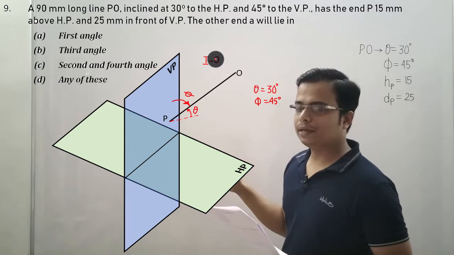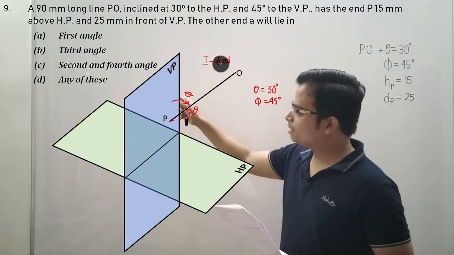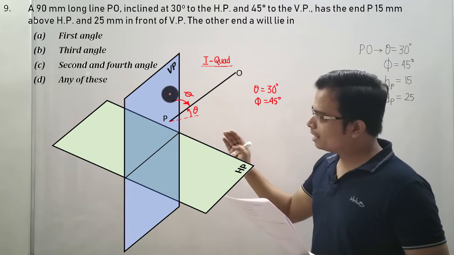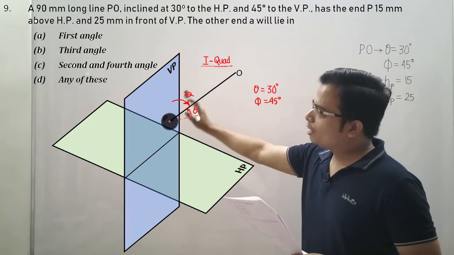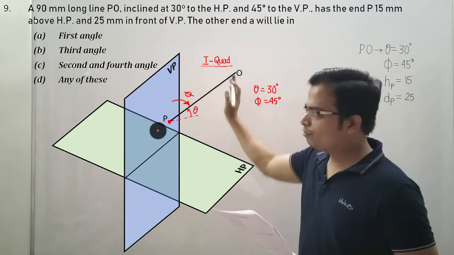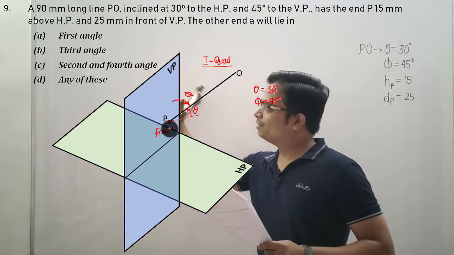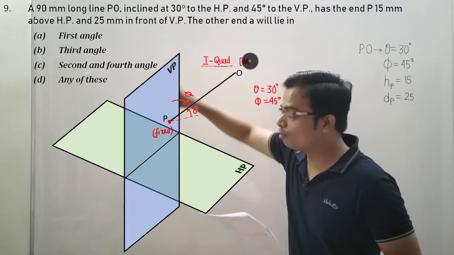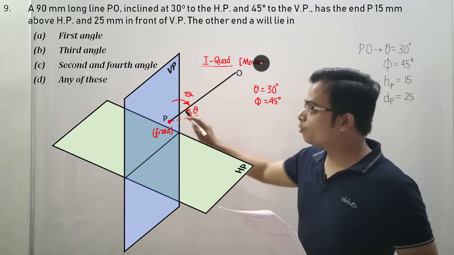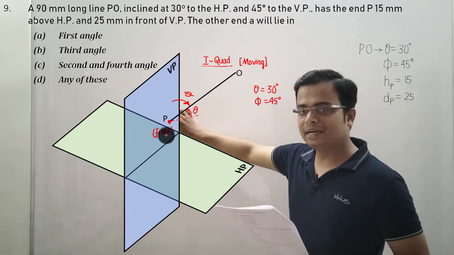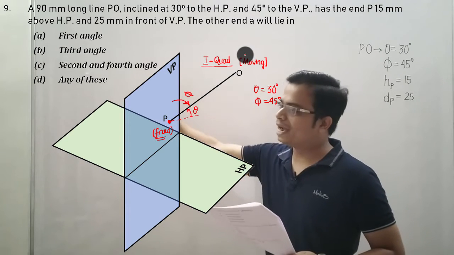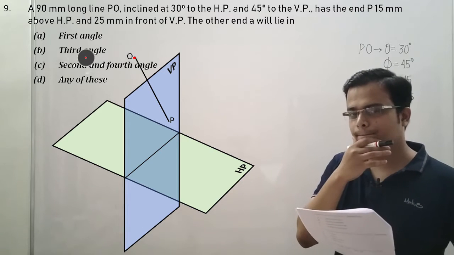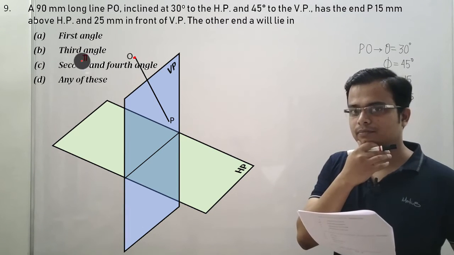Again, let me explain. So we've got a line over here and both the angles, 30 degrees and 45 degrees, have been taken this way. So when you take it like this, you will have endpoint O in the first quadrant. But if you take the 45 degree angle like this, anti-clockwise, when you see that entire scenario from the top, in that case endpoint P will remain here, but endpoint O will go behind the vertical plane. That means it will go in the second quadrant. So these are two possible cases.